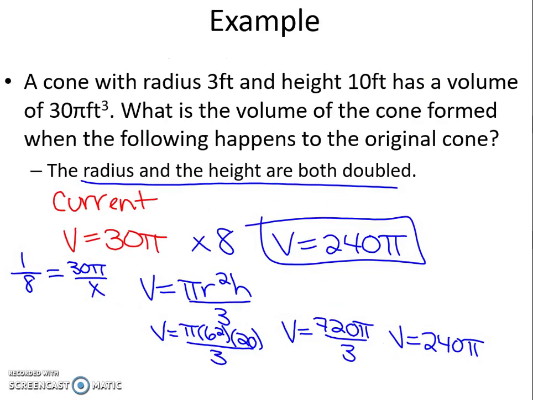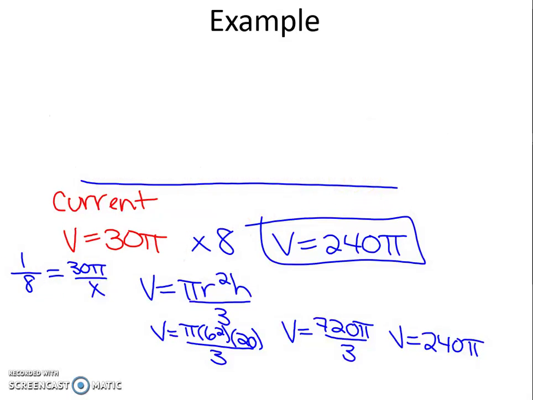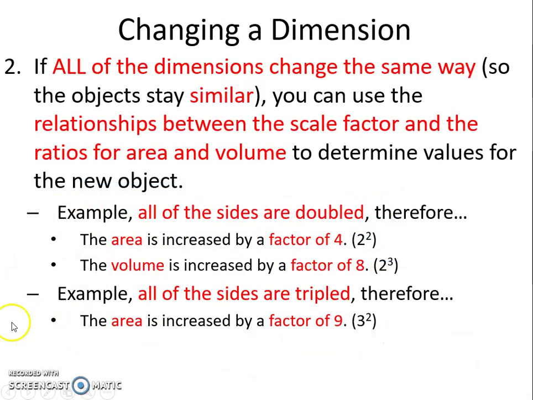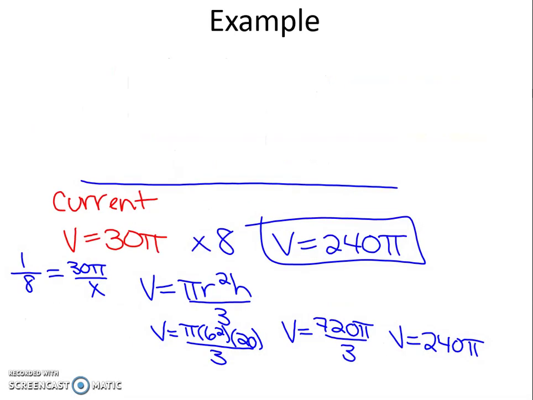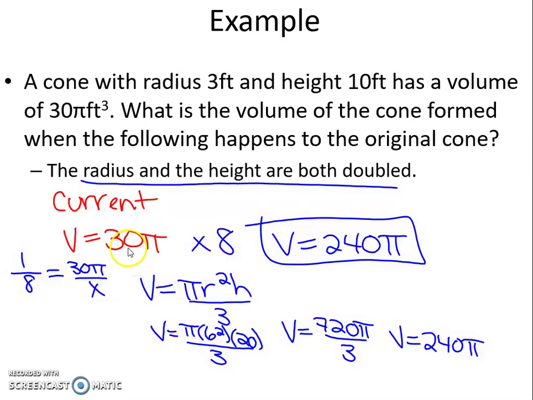So take a look at this example. If I have 30 pi cubic feet for the volume of a cone, if the radius and height are doubled, right, for a volume, then right here, all sides are doubled, so we're going to use 2 times 2 times 2, which is 8, okay? Scale factor of 8. So what we're going to do is multiply 8 by 30, which is 240 pi.